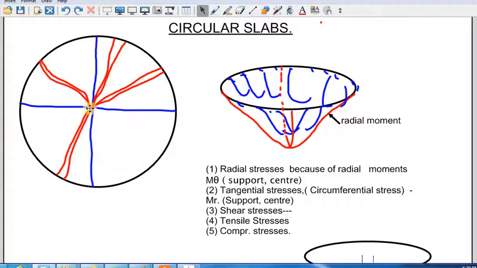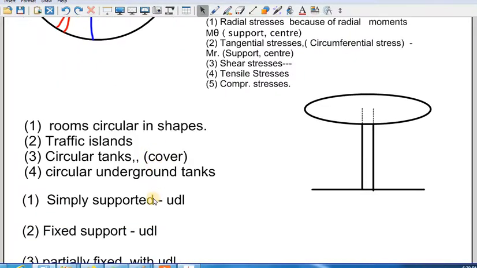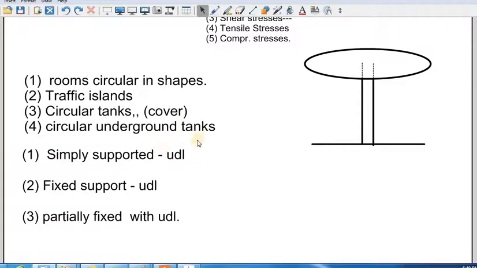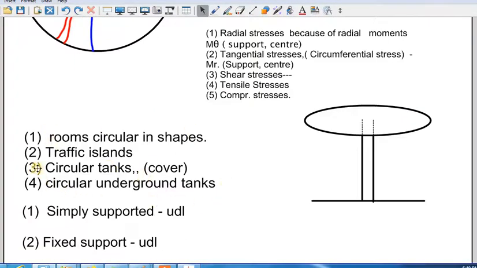Whereas circular slabs are used for rooms circular in shape, or traffic islands at junctions, where for regulating the traffic there will be a steel or concrete structure with a single column, and the circular slab will be resting on it. Also circular water tanks, covers, and circular underground tanks and sumps, which we saw in the previous chapter. These are the main applications where you will look for circular slabs.